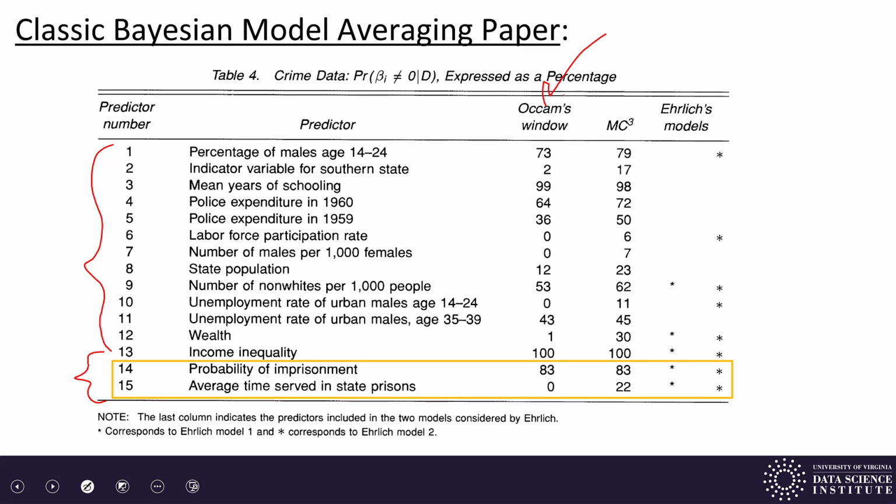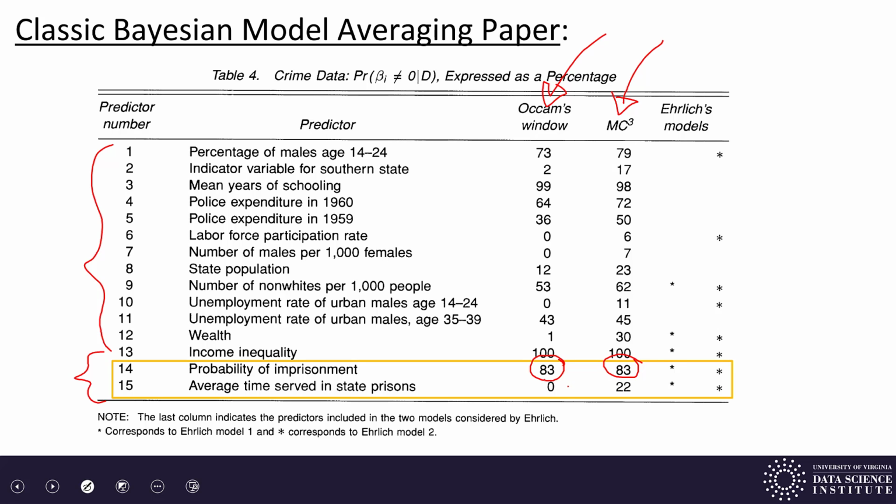This Occam's window and MC cubed, remember those are our two different search methods, and we see that the probability of imprisonment, the probability that it should be in the model, is 0.83, and the probability from using the MC cubed search is 0.83. So that's a very high probability. So probability of imprisonment is, with high probability, having an impact on crime rates.